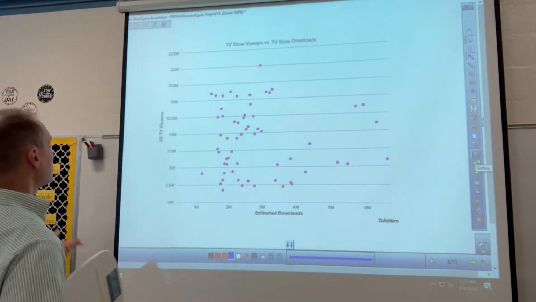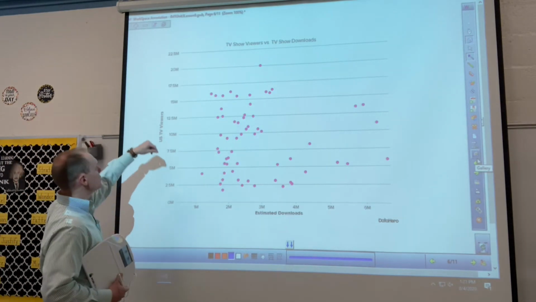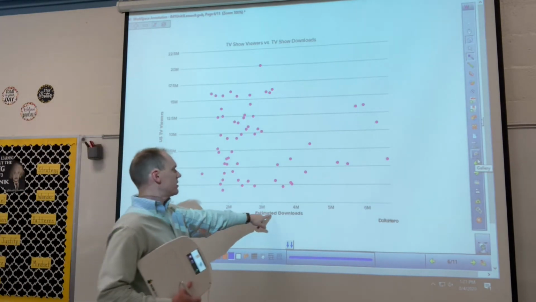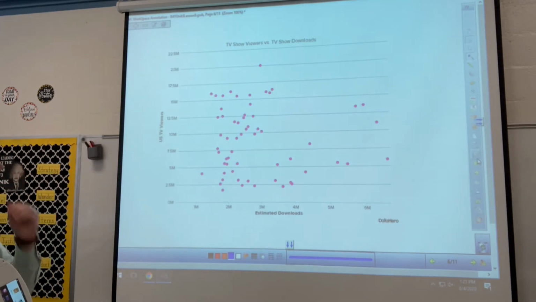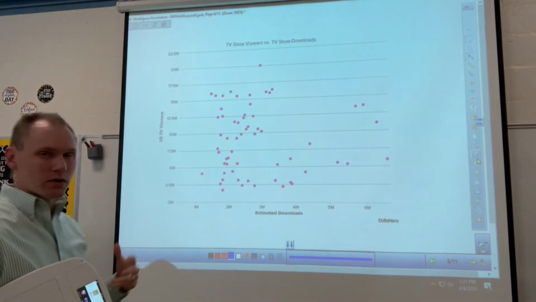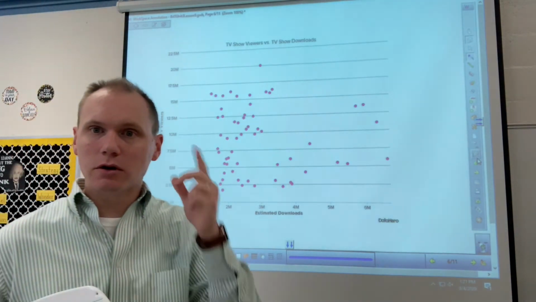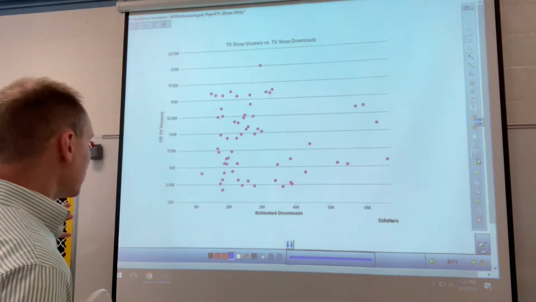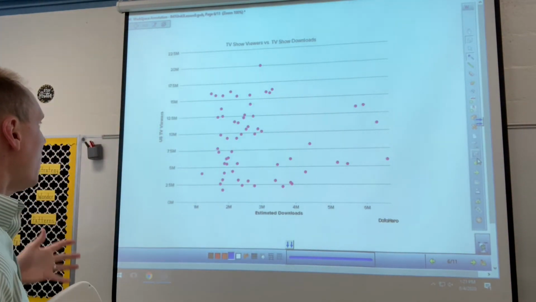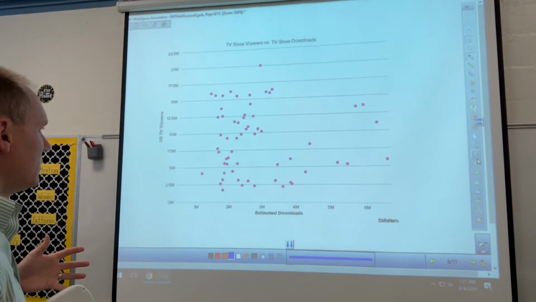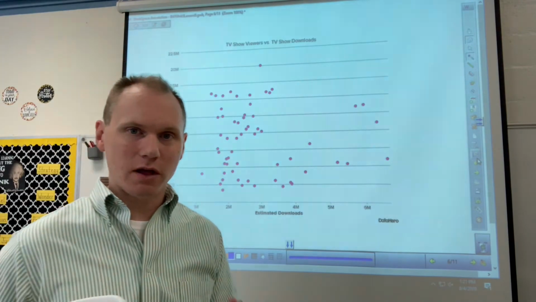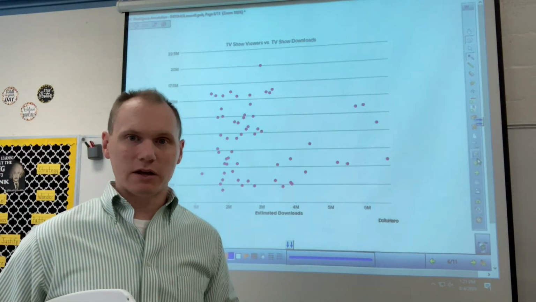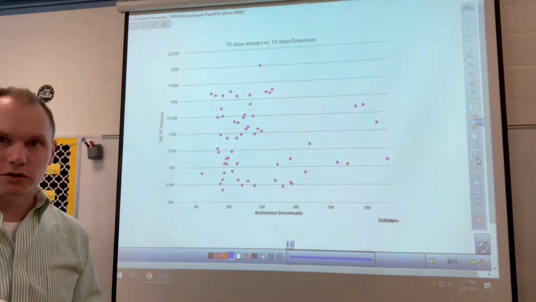Okay, here's an example. We have U.S. TV viewers and estimated TV show downloads. And overall, if you were to try to picture the line of best fit in your head, I don't know where I would draw it exactly. If you cannot picture the line of best fit, that's a great indication that there's no correlation.